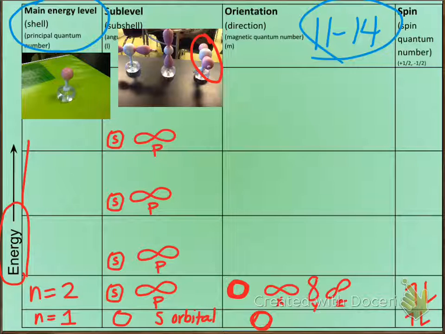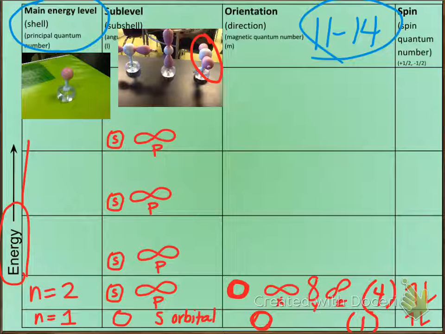So how many total orbitals? Let's start with the first main energy level. How many total orbitals are there? 1. How many total orbitals are there on the second main energy level? Count these. How many? 4? Okay. And in each of them, you have electrons arranged up and down.